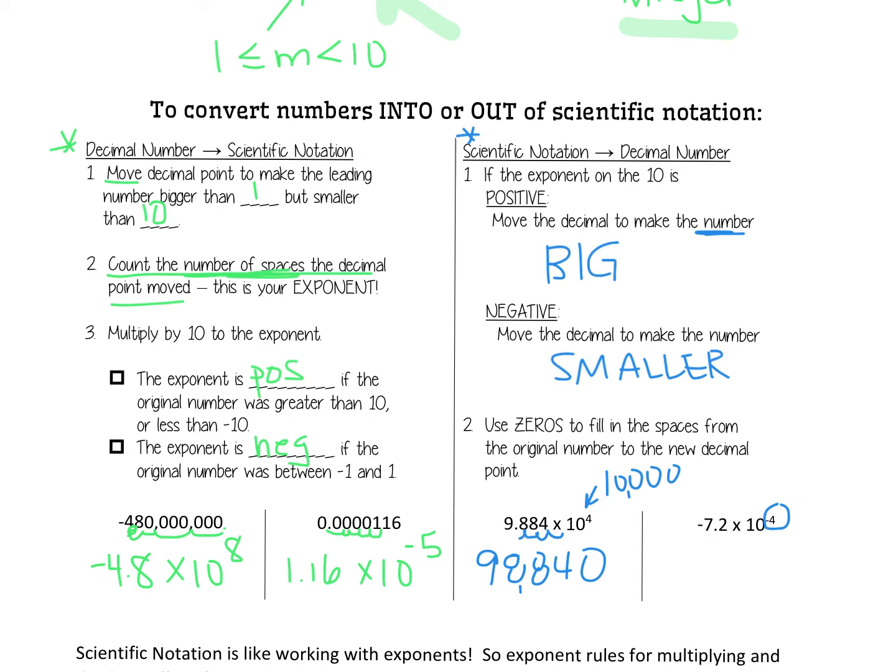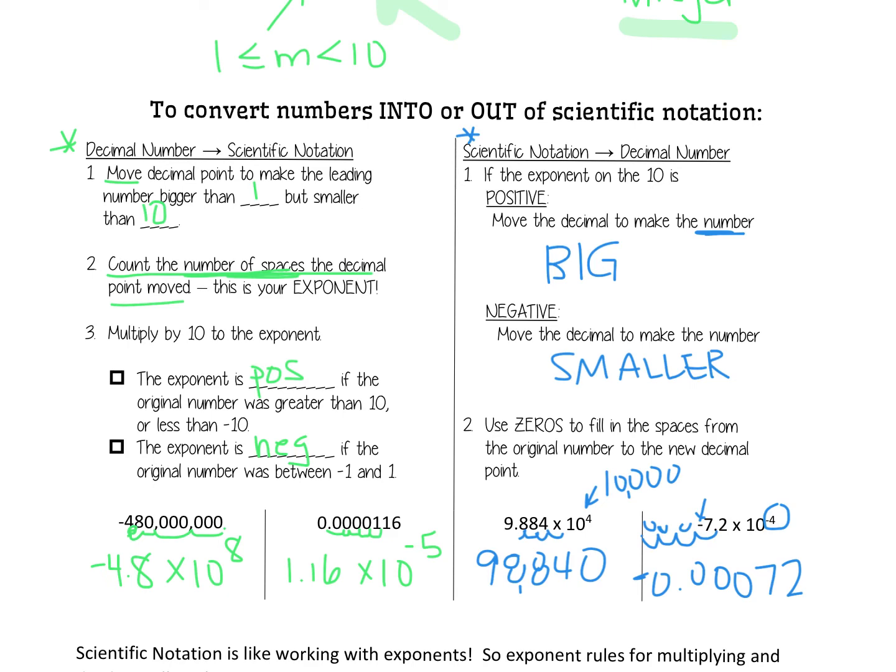Now, my next number with an exponent of -4 means I need to move my decimal point so that my -7.2 becomes smaller as a decimal. So I'm going to move the decimal point 1, 2, 3, 4, and I need to fill in with zeros. So 0, 0, 0 in there. So my final answer will be 0.00072, and it was a negative there, so I'm going to put a negative on the outside of that number so that the number itself stays negative. It's that simple to move things around.